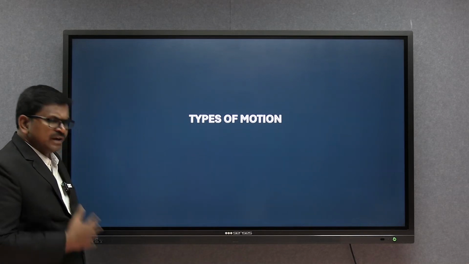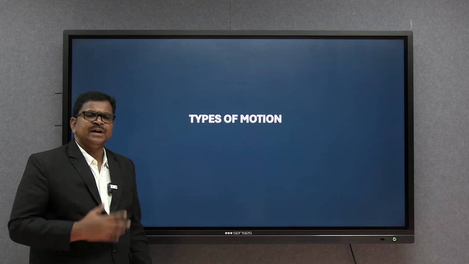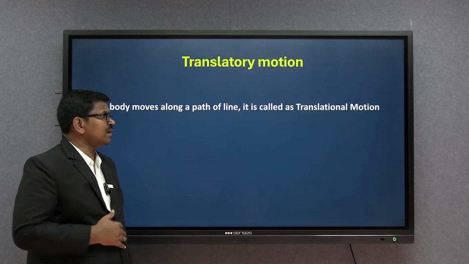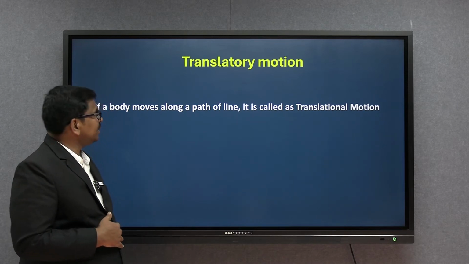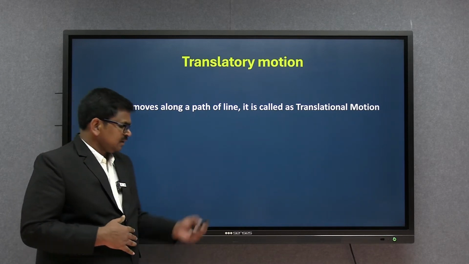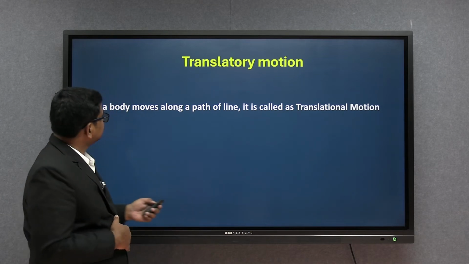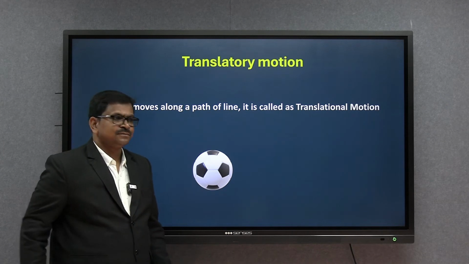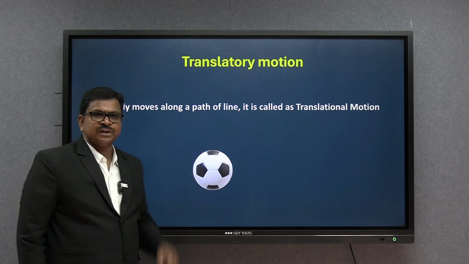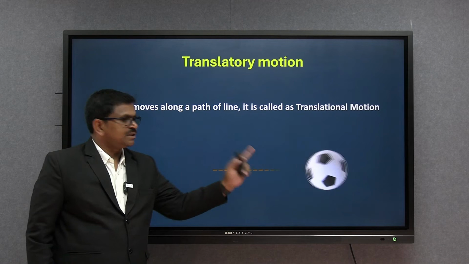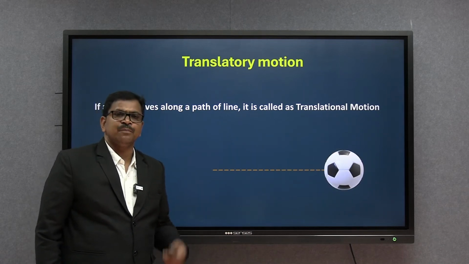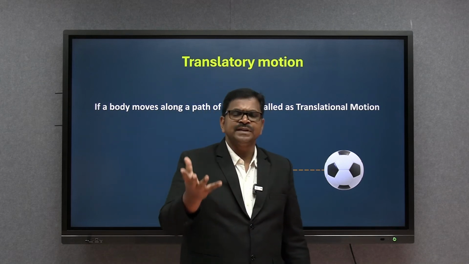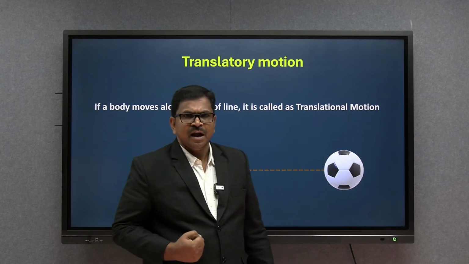There are different kinds of observations in day-to-day life surrounding us, different kinds of movements. So let us discuss them one by one. Let me take a ball here and let us move it. Okay. So this is our object of interest and it is moving continuously along a line or along a path. Whenever an object is moving along a path, along a line, we say that is translatory motion.